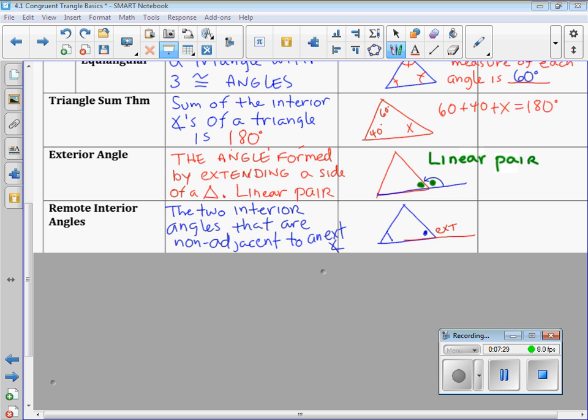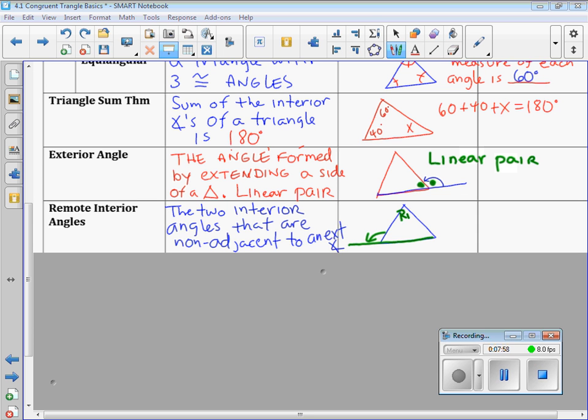So the two remotes are the ones on the opposite sides. We'll call it remote 1 and remote 2. Every exterior angle has two remote angles that are associated to it. So draw yourself another triangle like this, and then I'm going to extend one of the sides this way to create an exterior angle. Put the R1 and R2 in the proper places to represent remote 1 and remote 2.